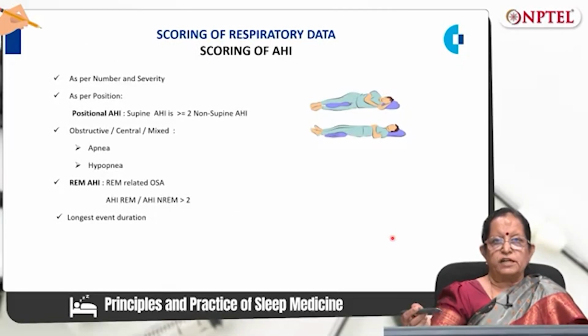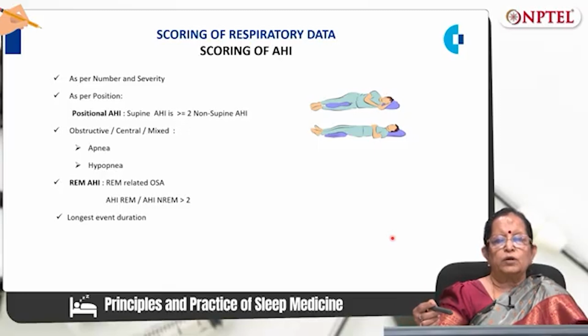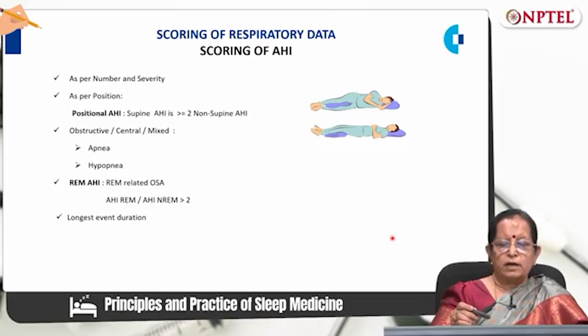Continuing the respiratory data scoring, we should score the AHI. AHI is apnea hypopnea index. This is very, very important because we need to diagnose certain conditions like obstructive sleep apneas. So, how are you scoring the AHI? What is the number of AHIs? Then what is the severity of AHI? I will come to the severity.